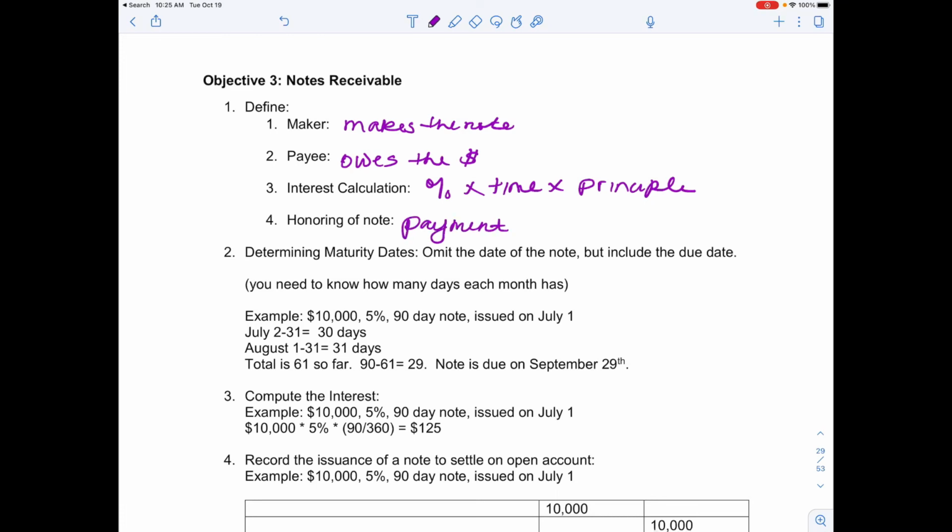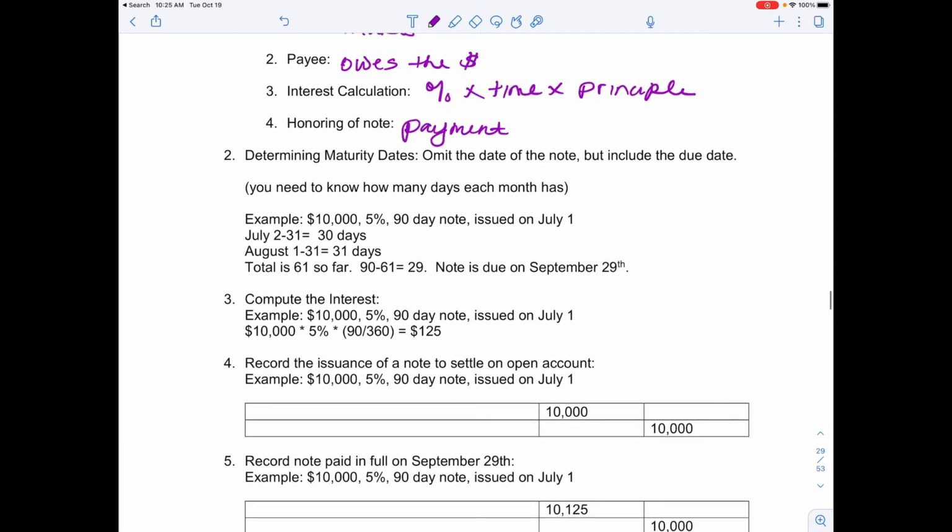So make sure you go through, read that section, understand those terms. And I just want to walk you through some of the maturity dates because this isn't meant to be hard, but a lot of people can't get this for some reason because it is a little tricky with the due dates. So the maturity date of a note, you need to be able to count how many days are in a month, and you don't count the day it was issued. For example, if a note was issued on July 1st, you're counting July 2nd through the 31st, which is 30 days.